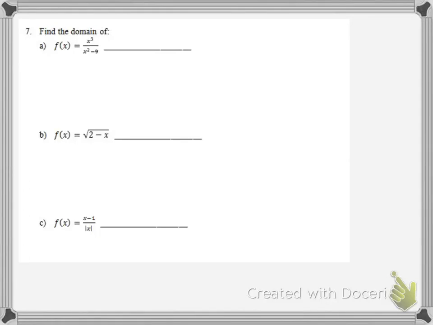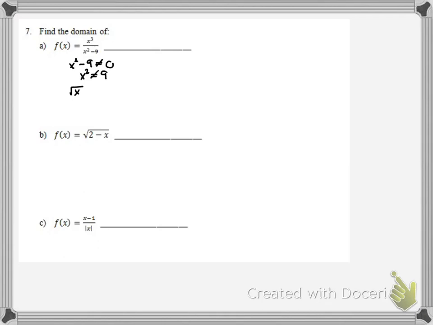Okay, we want to find the domain of the given functions. So remember, there are only two domain rules. The first rule being that you cannot divide by 0. So I see in this very first one that we have a denominator. We have to make sure that x squared minus 9 is not equal to 0. That means x squared cannot be equal to 9.